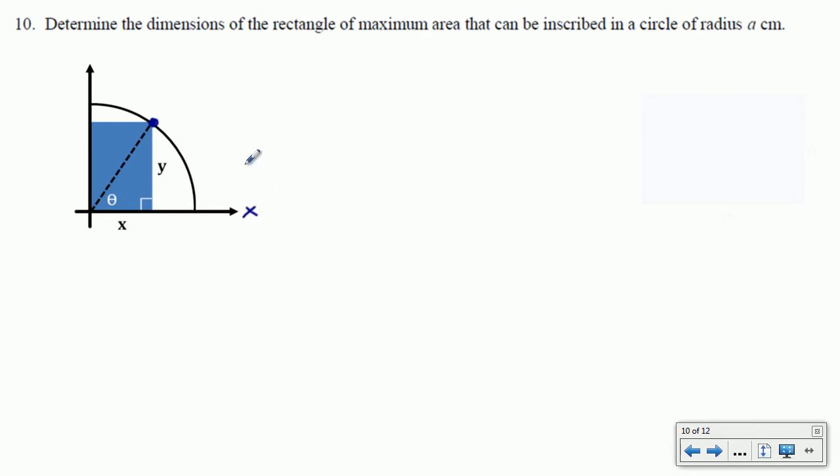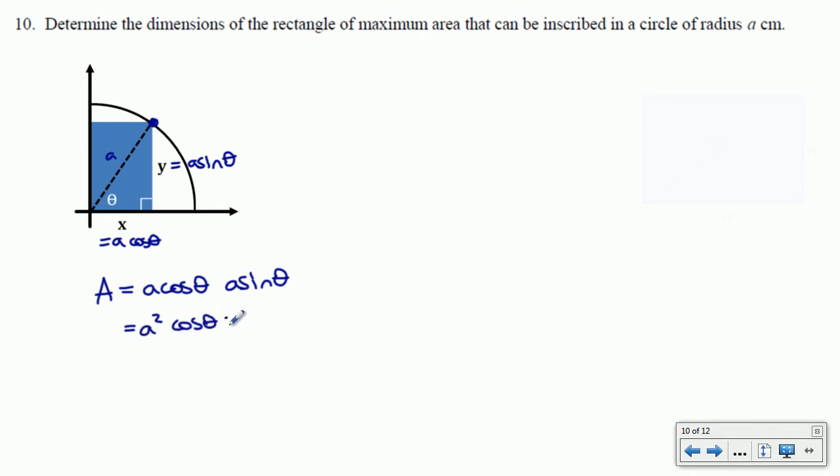So rather than focusing on the xy coordinates, what we can do is just focus on theta and keep this length at a. So the dimension x is going to be described by a cos theta, and the dimension y is going to be described by a sine theta. So the area then of the quarter rectangle will be given by a cos theta times a sine theta. So we can simplify this a bit by saying a squared cos theta sine theta.